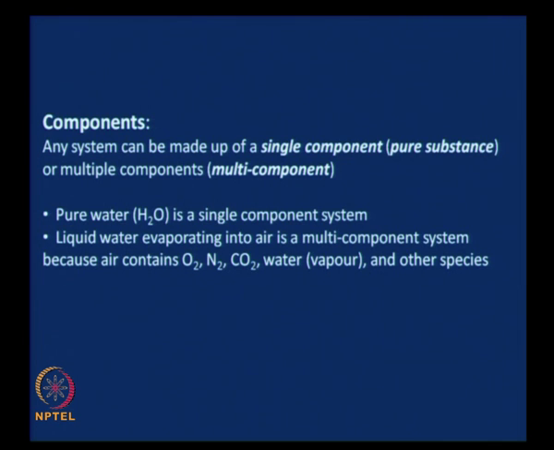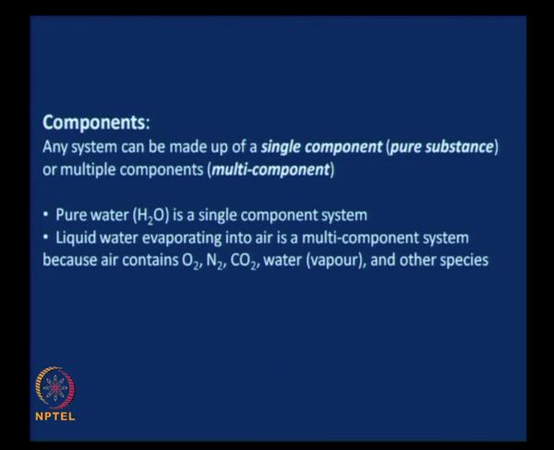Next, let us talk of components, concept called components. Any system could be made up of maybe a single substance or multiple substances. If it is made up of a single substance or a single component, then that single component is called a pure substance, or if there are multiple components, the system is called a multi-component system. For example, if you take pure water and you consider that as your system, then pure water is a pure substance and the system is a single component system.